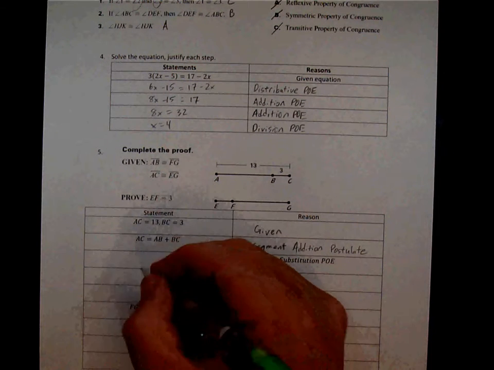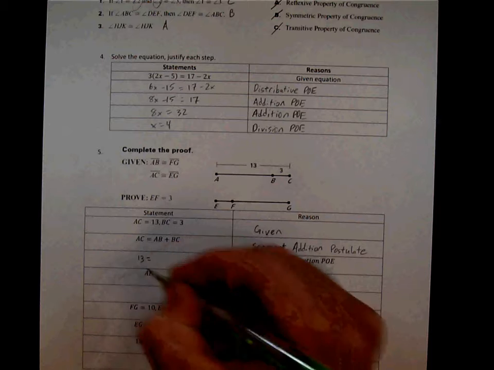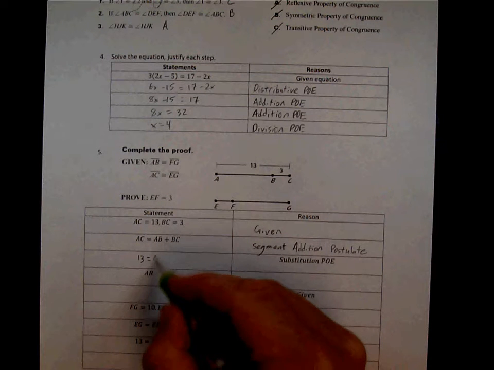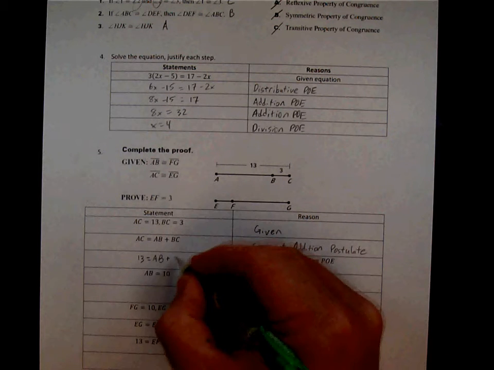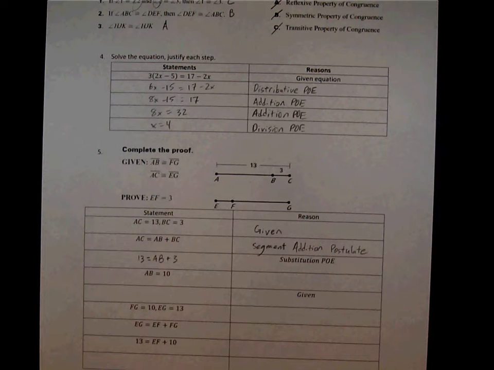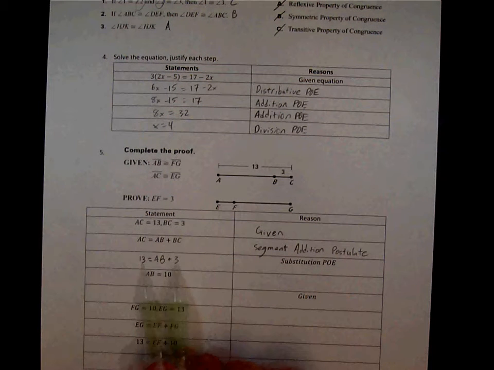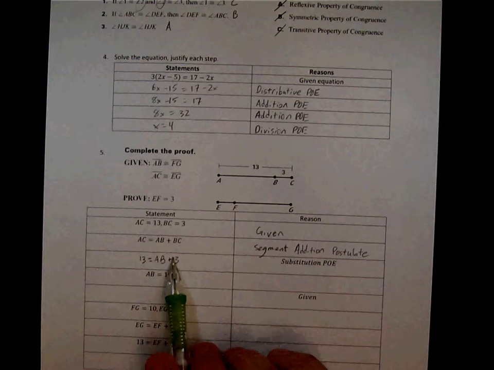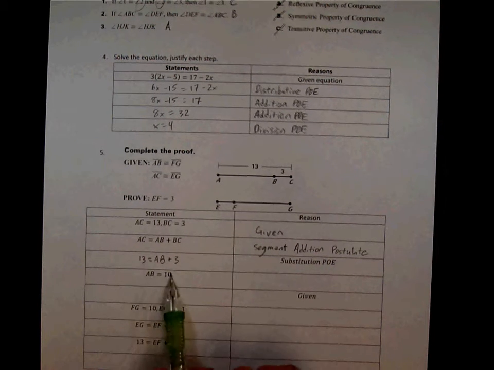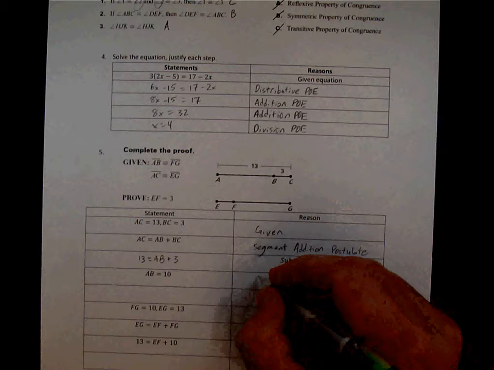Then it asks to do substitution, so I'm going to plug numbers into that equation that we just had. The first statement says AC is 13, so I can replace the AC with 13. I can't replace AB with anything, so I leave it as AB. BC, we know from above, is equal to 3, so we can substitute 3 in there. Then I want to solve for AB, so to do that, if I subtracted 3 from both sides, I would get AB on the right side equals 10 on the other side. They switch sides here, but that's what this statement's saying. So that was the subtraction POE.